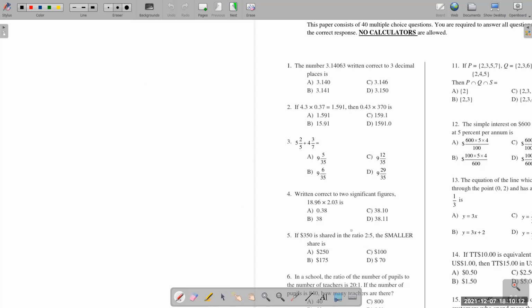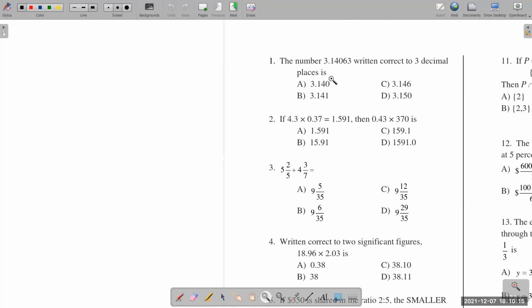It says the number 3.14063 to three decimal places. Let me zoom in a little bit more. I don't know if you remember what we had to do when we want to round off something. In this case, we want three decimal places. So this would be the first decimal place, this would be the second, this would be the third, this would be the fourth, and this would be the fifth.